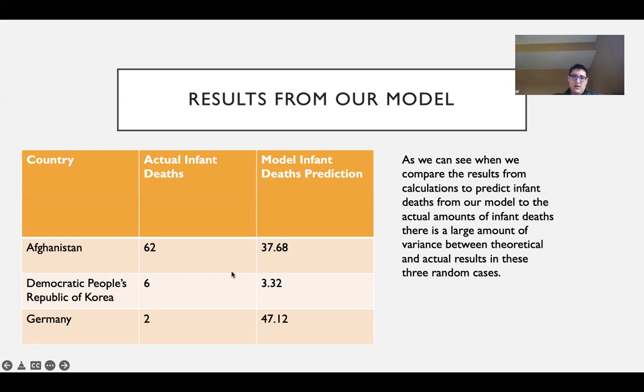problem with actual infant deaths. In the Democratic People's Republic of Korea, there were 6 and the model gave me 3.32. So this seems a lot closer, but really when you think about it, it's not that much better of a value percentage-wise than what we got from the difference between Afghanistan and Afghanistan. And then Germany, the actual infant deaths was 2 and the model gave me 47.12.